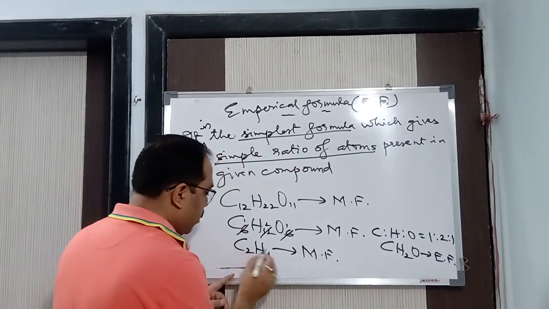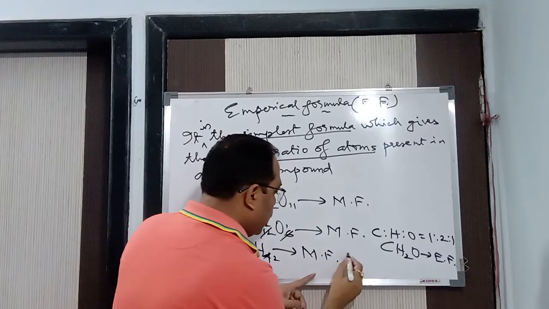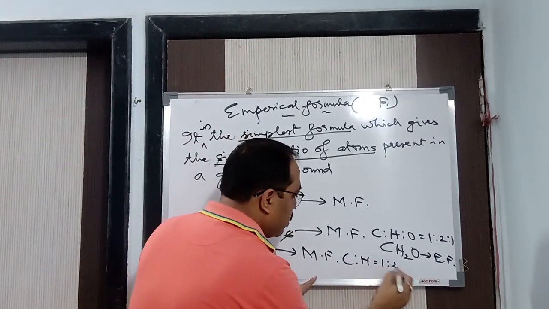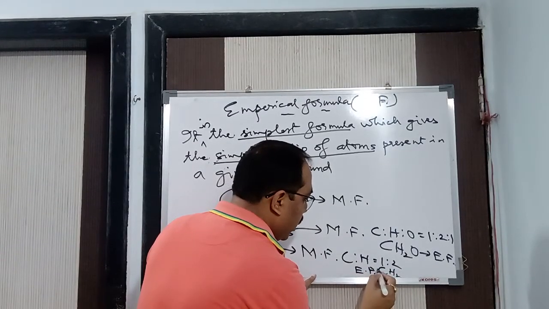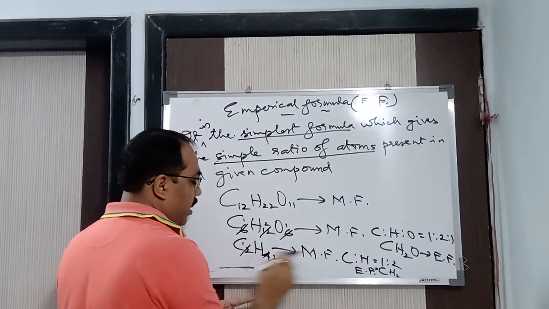Now here in this case, you divide it by 2. So it is 1, this is 2. So what is the formula? Carbon and hydrogen, how much did I get? That is 1 is to 2. So what is the empirical formula I got? Empirical formula I got is CH2. CH2 is the empirical formula, carbon 1 and hydrogen 2.